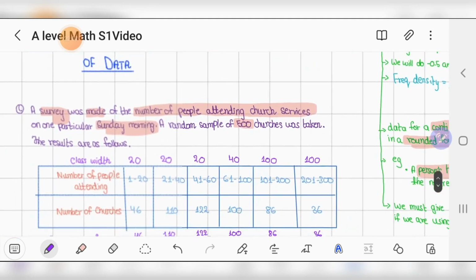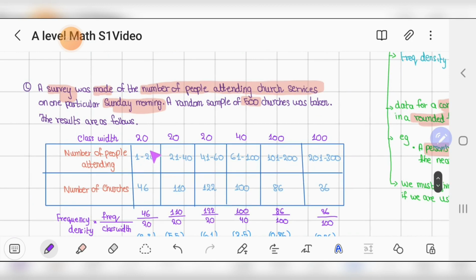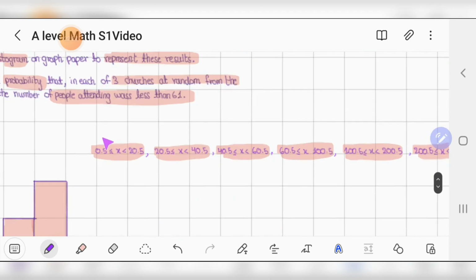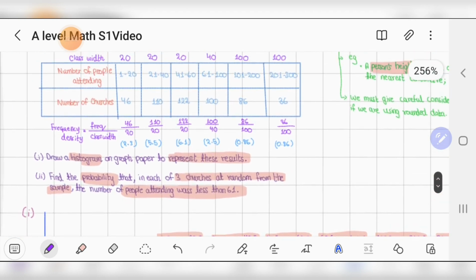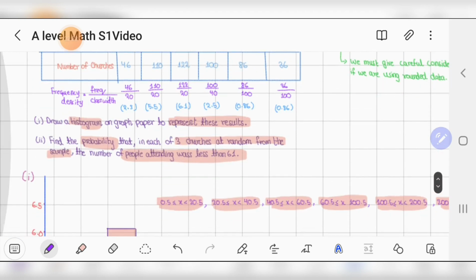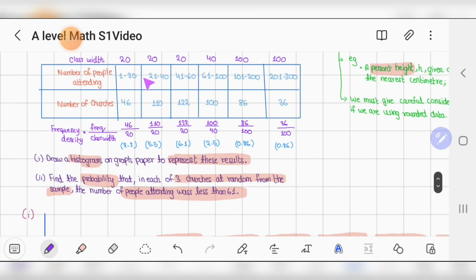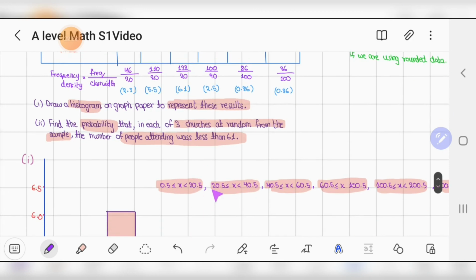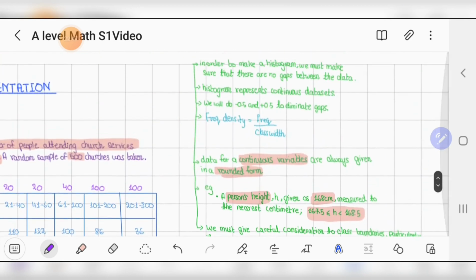Okay, we're talking about this. You can see that the upper boundary and the lower boundary are not the same, so there could be a chance of having gaps. So what we're going to do is put minus 0.5 in here, and then plus 0.5, then minus 0.5, plus 0.5, and so on. And we will get these. You can see here we just subtracted 0.5 from 1 and got this, and added 0.5 to 20 and got this. And you can see that the upper boundary of this class interval and the lower boundary of the next class interval are the same, which means there would be no chances of having gaps when making a histogram.